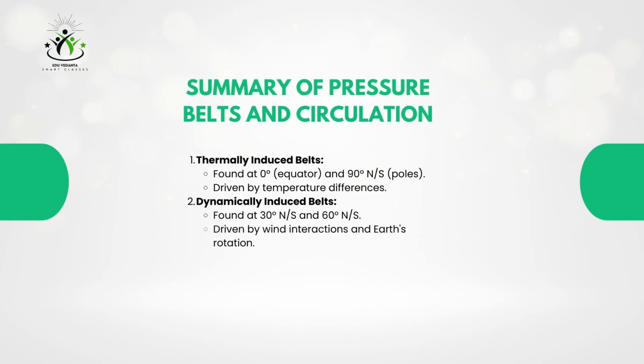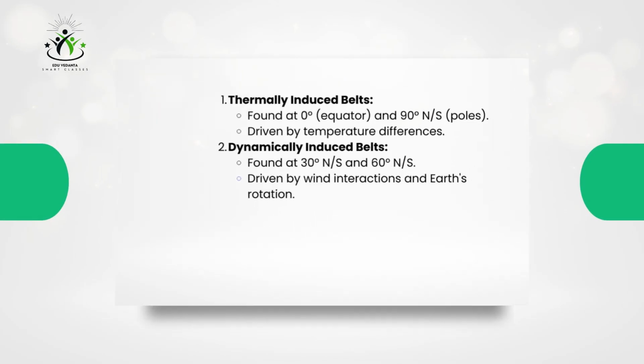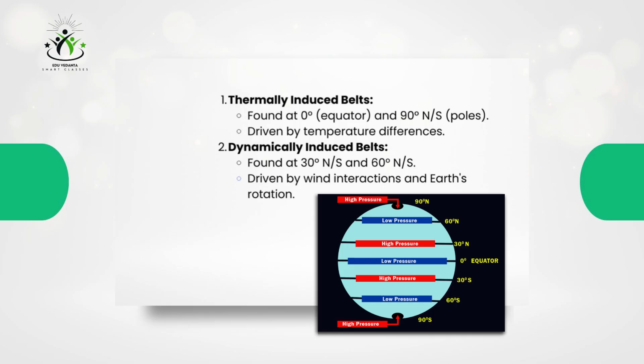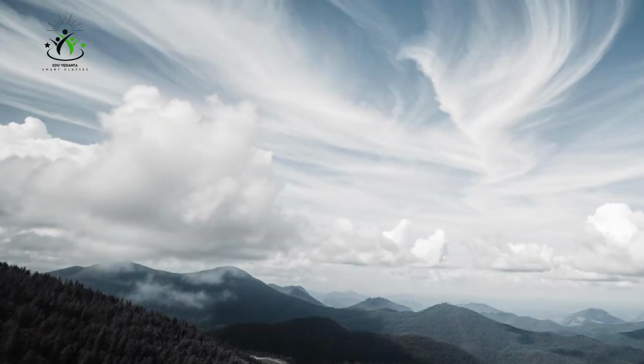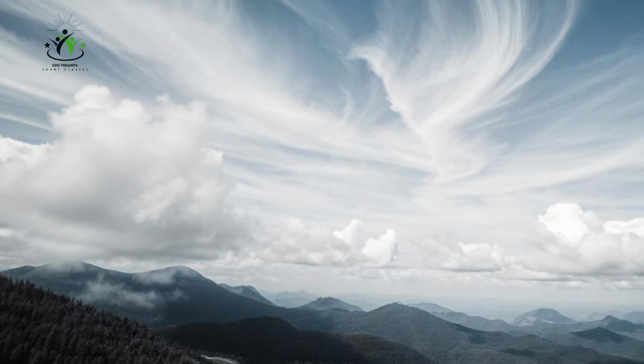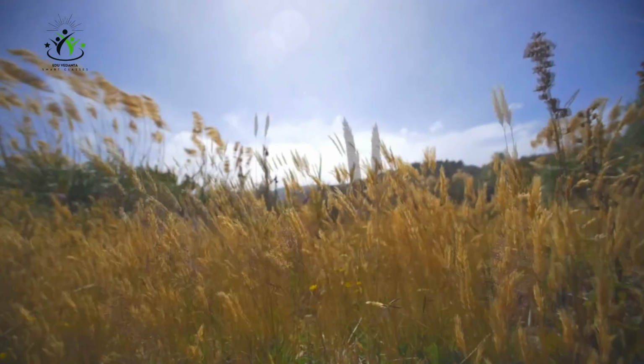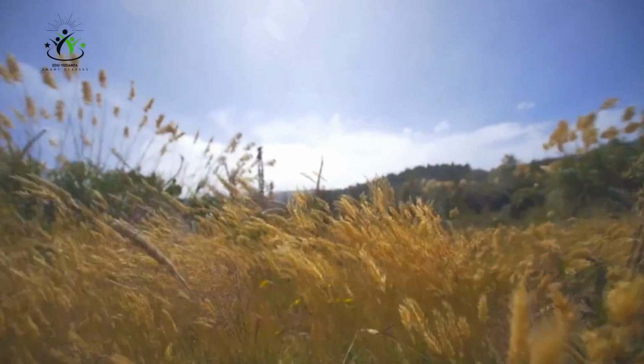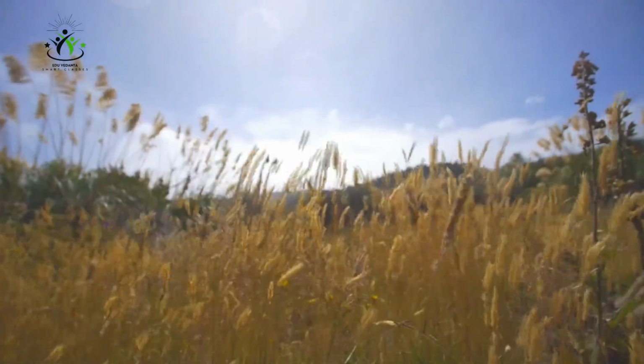To summarize, the Earth has thermally induced belts at 0 degrees, low pressure, and 90 degrees north and south, high pressure. Dynamically induced belts at 30 degrees north and south, high pressure, and 60 degrees north and south, low pressure. These belts drive global wind circulation and impact weather patterns worldwide. So, that's how the vertical and horizontal circulation of wind works. From the Hadley cell to the polar cell, the movement of air is crucial for regulating our climate.